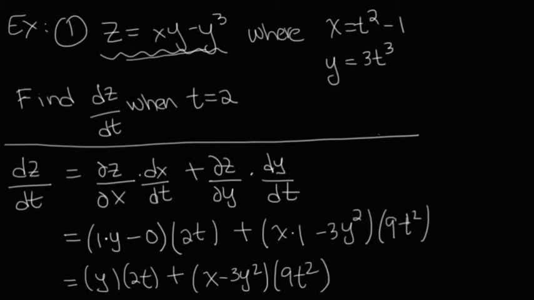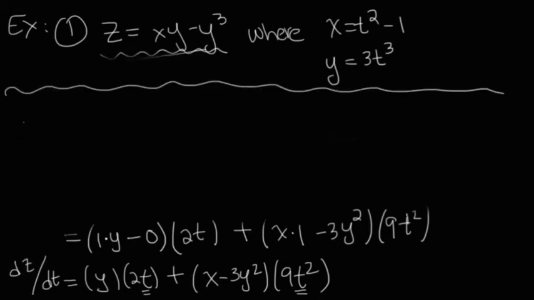Now, the only thing is it's asking us for when t is equal to 2. So what should I do? If you look at the very last line that I have, I could sub in a 2 for t. But then what about the x and the y? So we're just going to continue with that. Basically, we need to sub in a 2 for the t to get the x and y values, and then we're going to sub them in. So I'm going to show you how to do that.